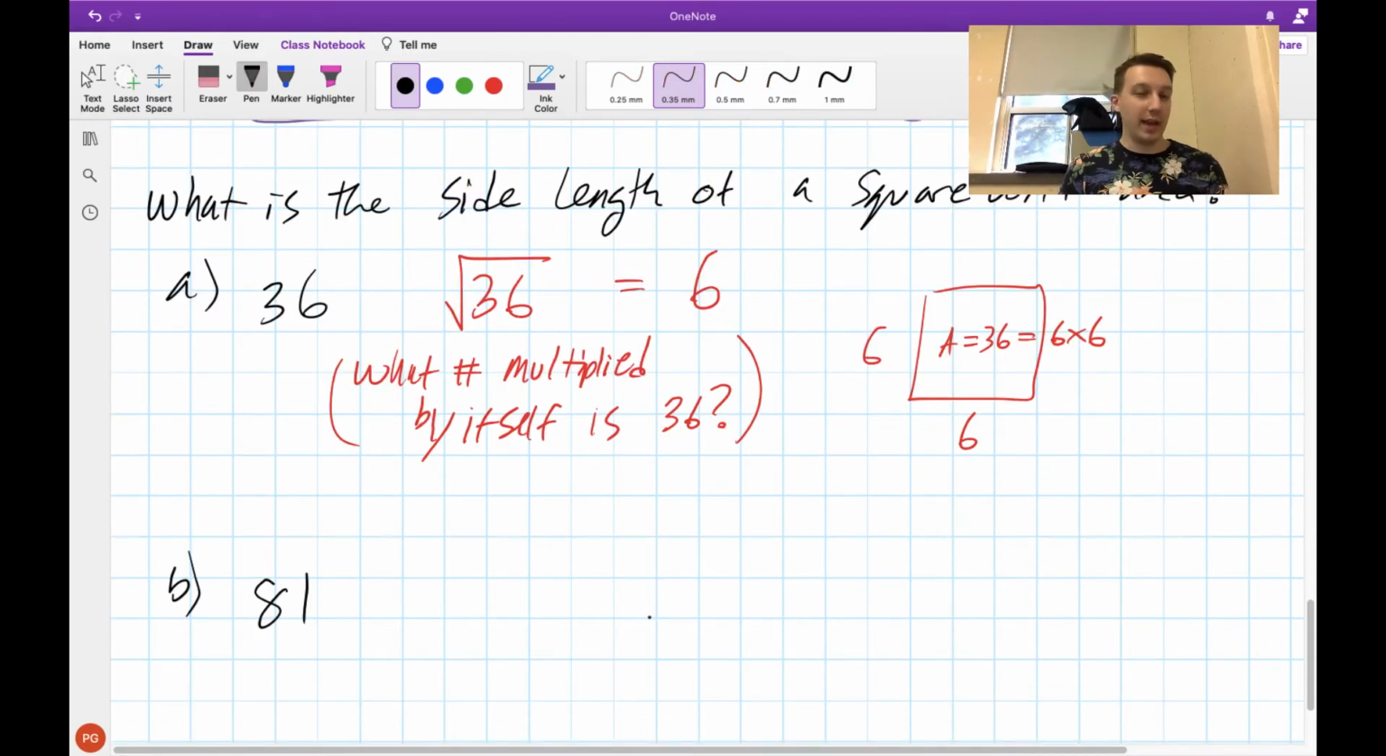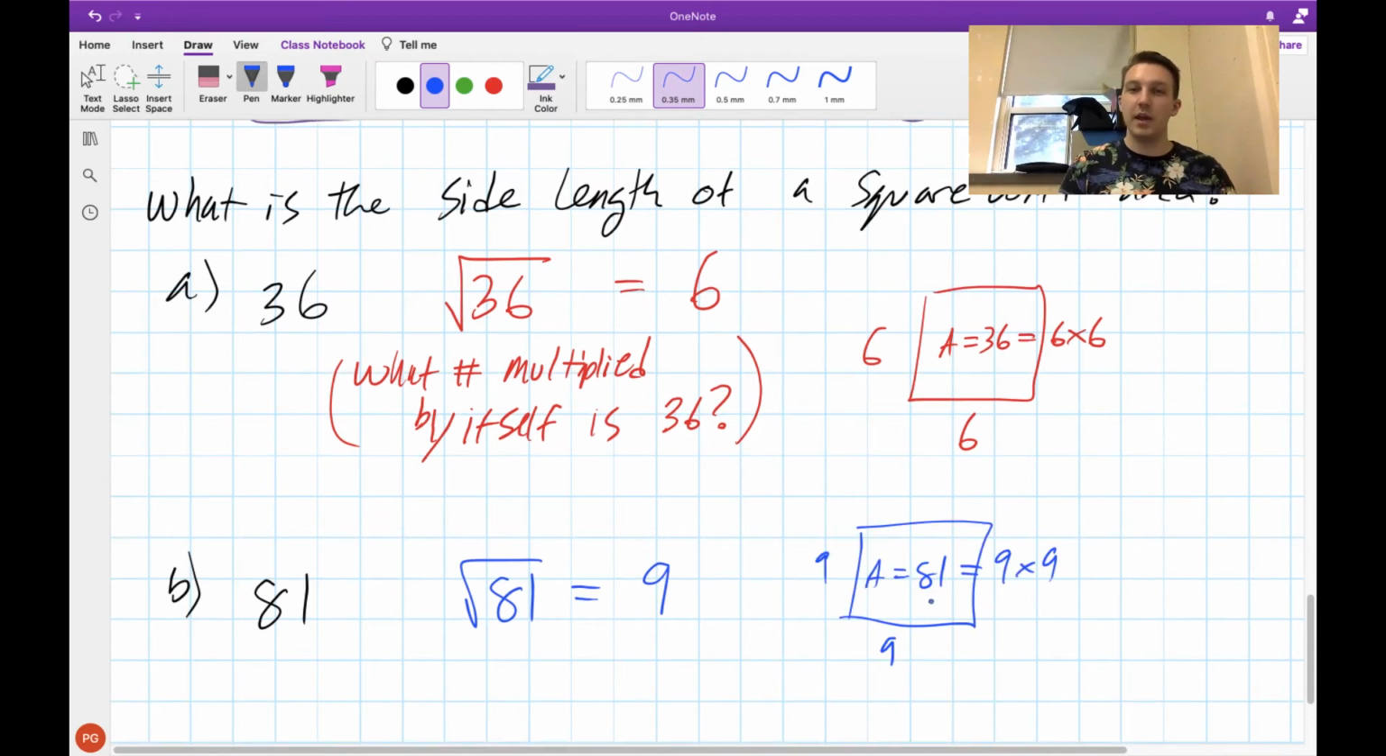Same question now with 81. So again, we can ask the same question. What number multiplied by itself is 81? What's the square root of 81? And whether you use guess and check or the button on your calculator that looks like this, you should get an answer of 9. So just like above, our base and our height need to be 9 in order for our area to be equal to 81. 81 is 9 times 9.